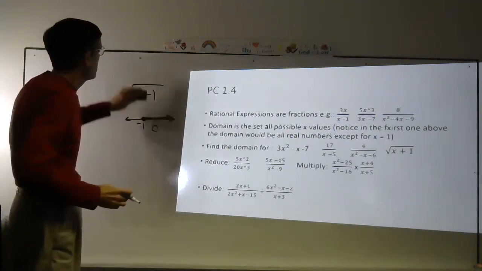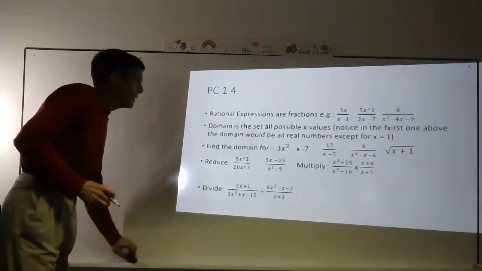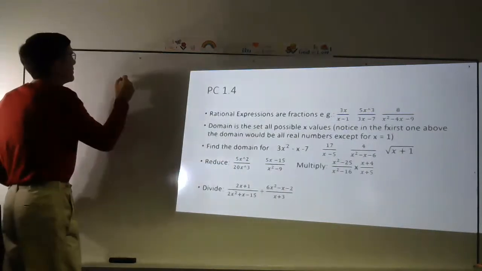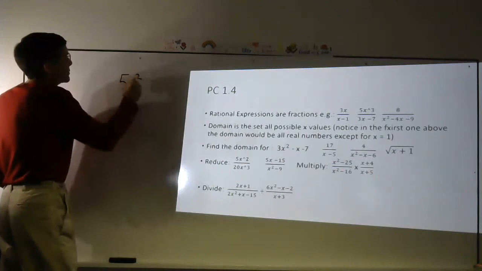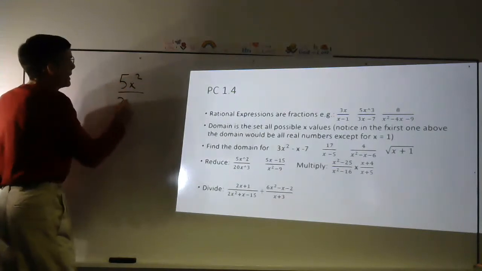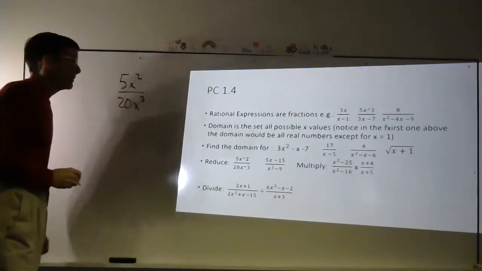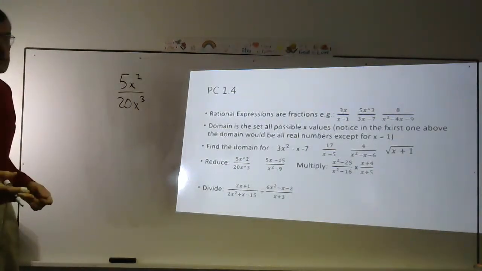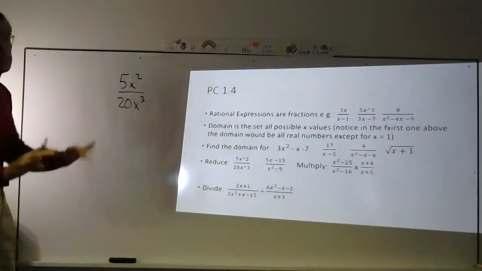Now let's talk about some operations of rational expressions. How about reducing 5x squared over 20x cubed? When you reduce fractions, just forget this problem for a second.